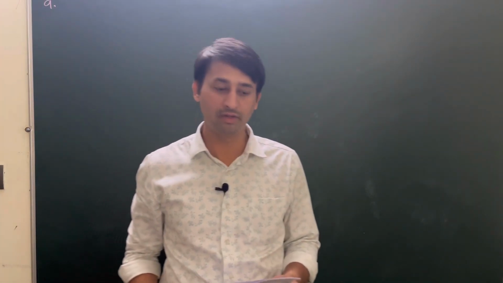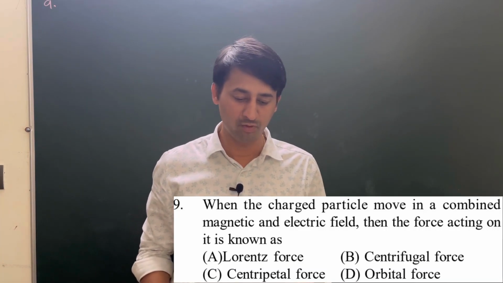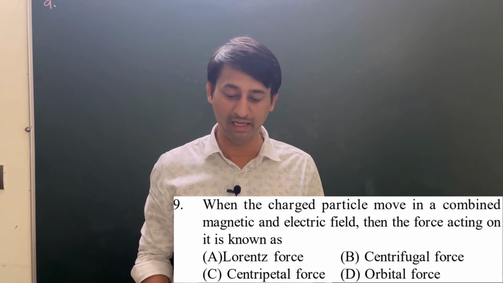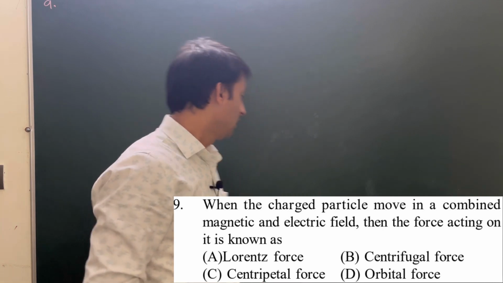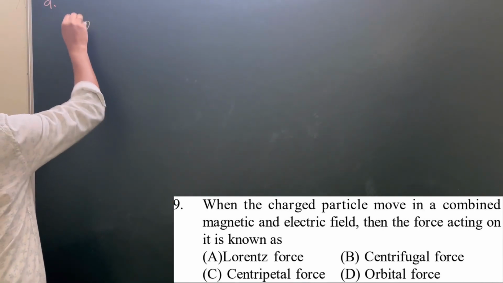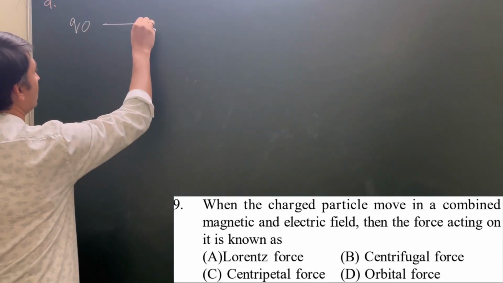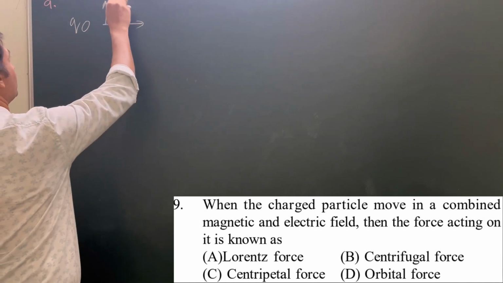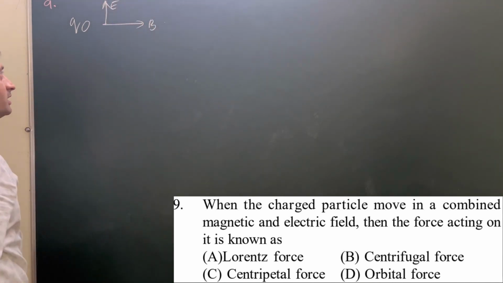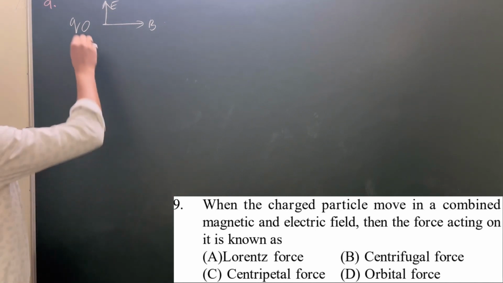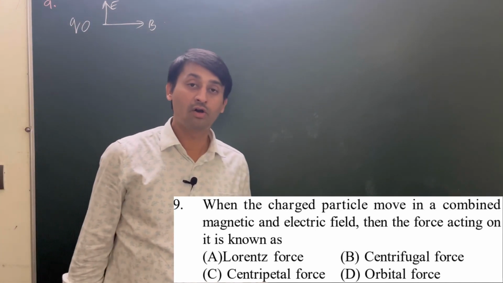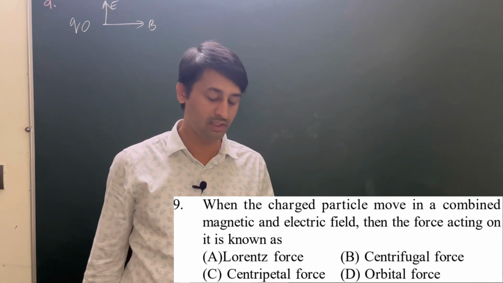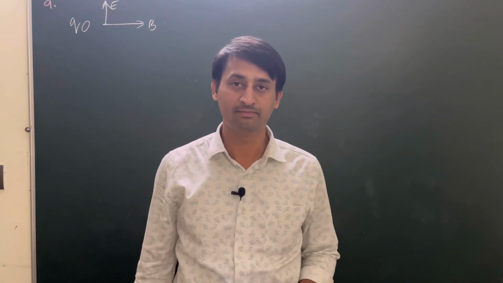Question number 9: when a charged particle moves in a combined magnetic and electric field, then the force acting on it is known as. A charged particle is moving in both electric and magnetic fields. The force acting on the charged particle is called Lorentz force. Option A is the correct answer.